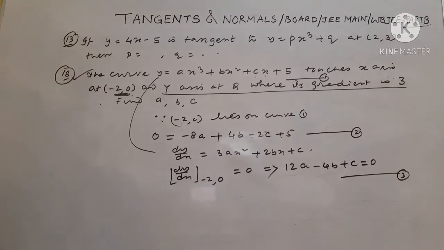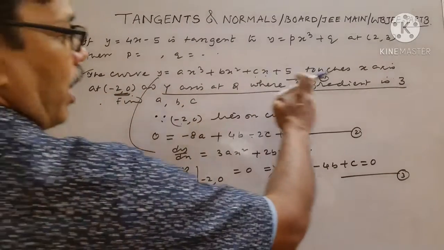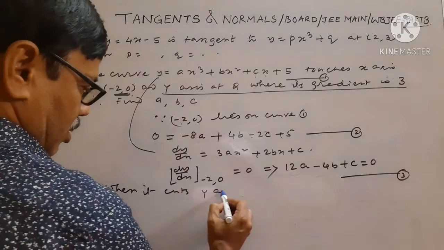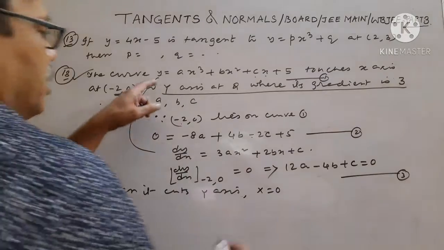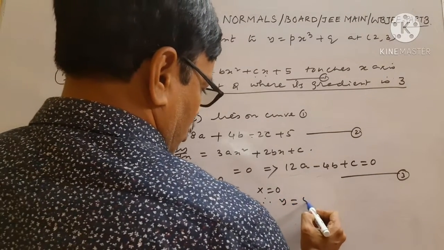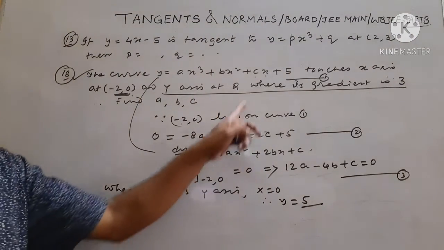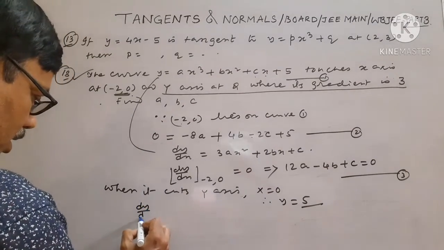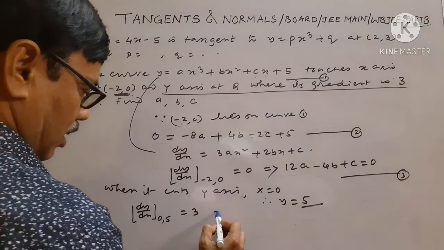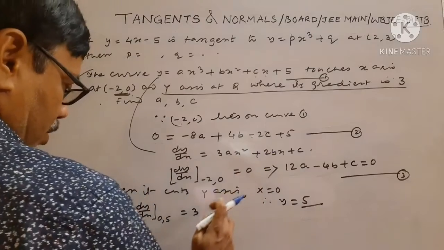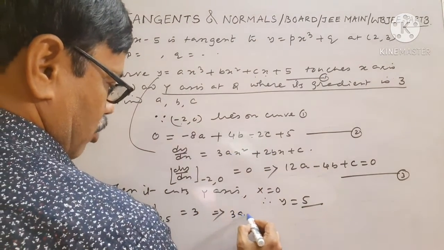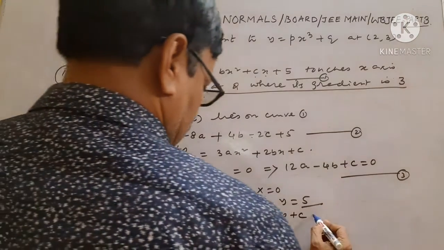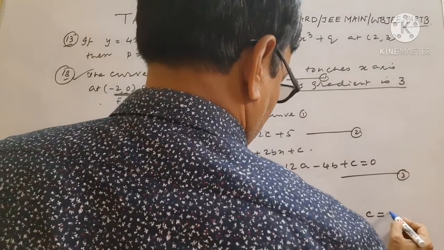Now, it cuts the y-axis at Q, where the gradient is 3. When it cuts the y-axis, x equals 0, therefore y equals 5. So, the slope at 0, 5 equals 3. This is the third condition: dy dx at 0, 5 equals 3. Now, what is dy dx at 0? It is 3a into 0, 2b into 0, plus c. So this is dy dx at 0, and it is given that this is 3. This implies c equals 3.